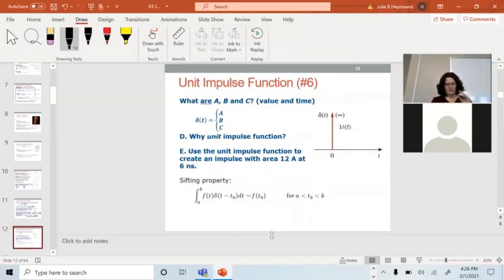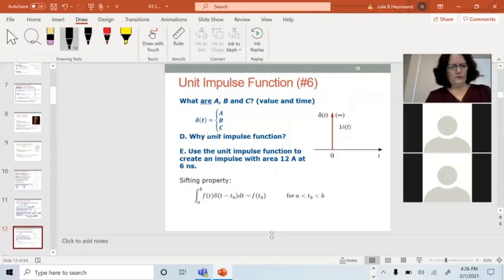This is the impulse function. Can you go back for a quick second, please? Sure.